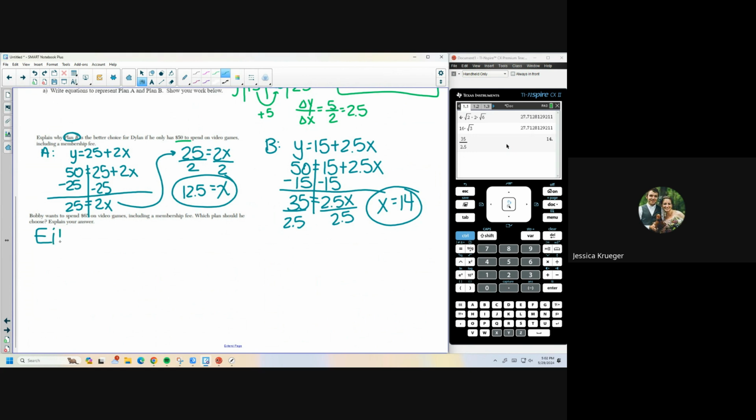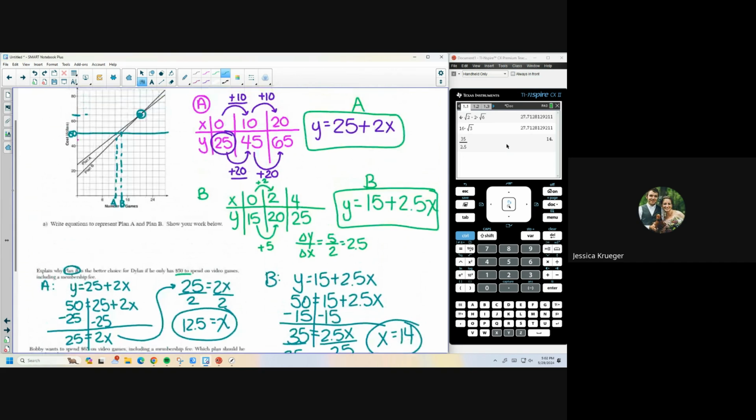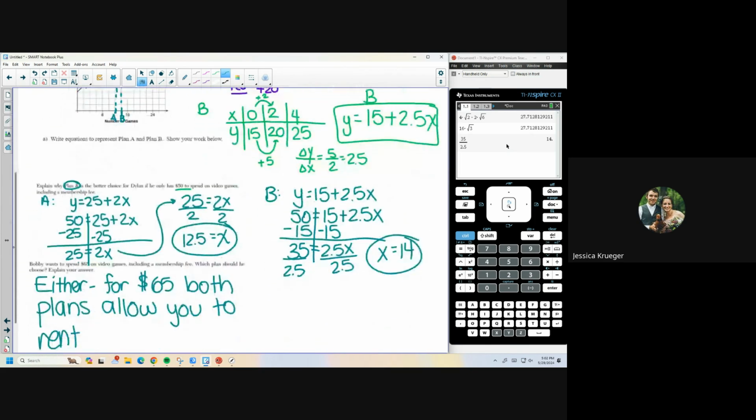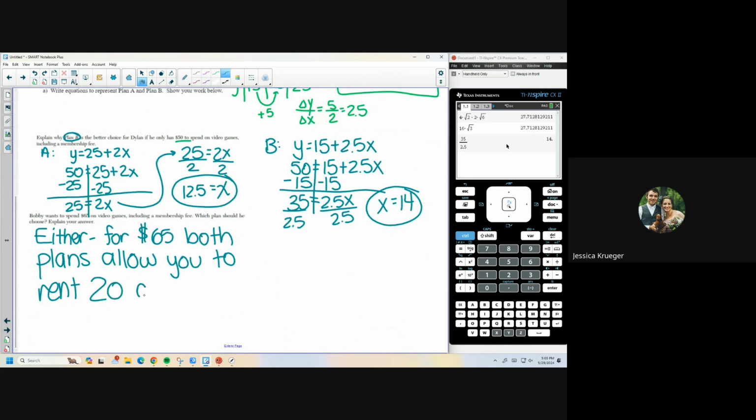Either for $65, both plans allow you to rent how many games? Let's see. 20 games. So one is not better than the other. The plans are exactly the same if he has exactly $65.